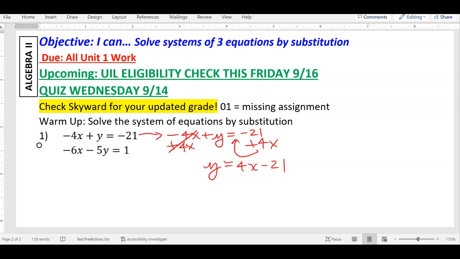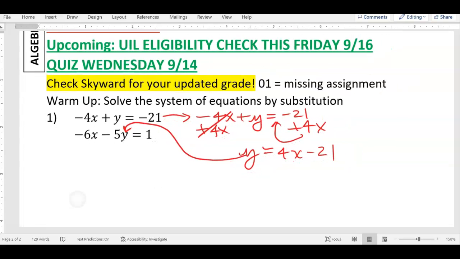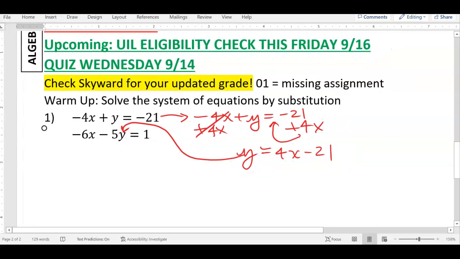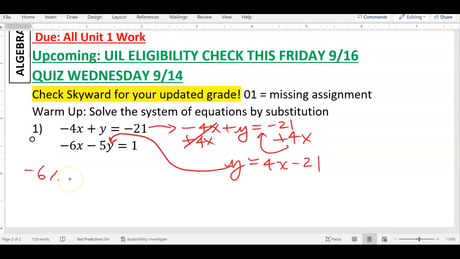Now, then we take this y and plug it into the other equation right where we see y right there. Okay? So I'm going to rewrite this first equation, but instead of y, I'll put parentheses 4x minus 21. Here we go. Minus 6x minus 5, but instead of y, I'm putting parentheses 4x minus 21 equals 1.